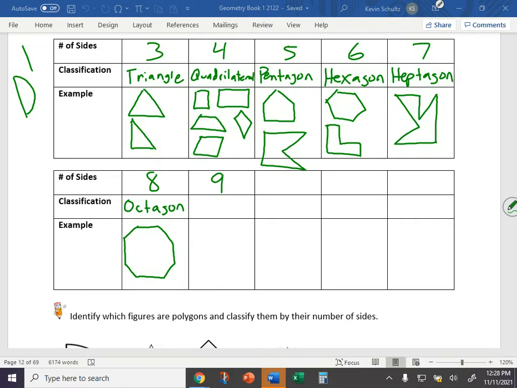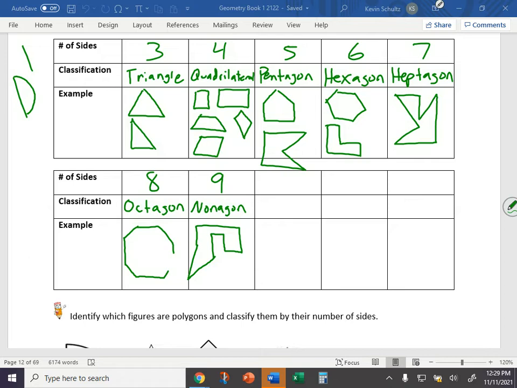9 sides is a nonagon. Okay, 9-sided figure. You can draw your own. Let's see. 1, 2, 3, 4, 5, 6, 7, 8, 9. There we go. We'll have to kind of, let's see. 1, 2, 3, 4, 5, 6, 7, 8, 9. There we go.